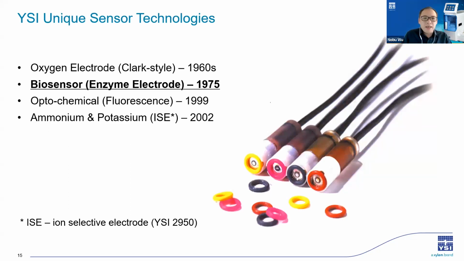YSI was the first to try to incorporate the oxygen electrode together with an immobilized enzyme, so we have this enzyme electrode. This is quite a long history; YSI developed this biosensor in 1975. We will also see that YSI has other types of sensors, like fluorescent and ion selective electrodes. The ion selective electrode is also used on the 2950 for ammonium and potassium measurement, which is mostly related to fermentation processes.